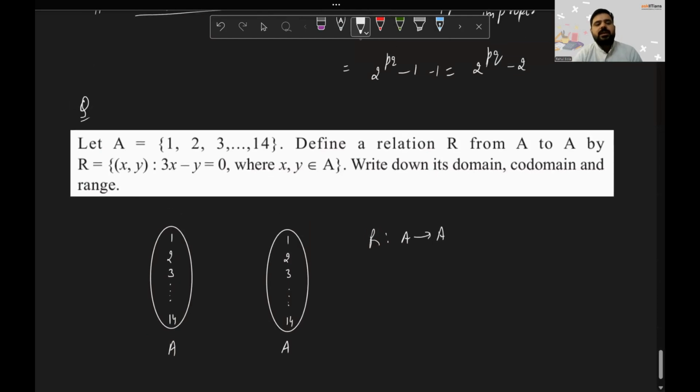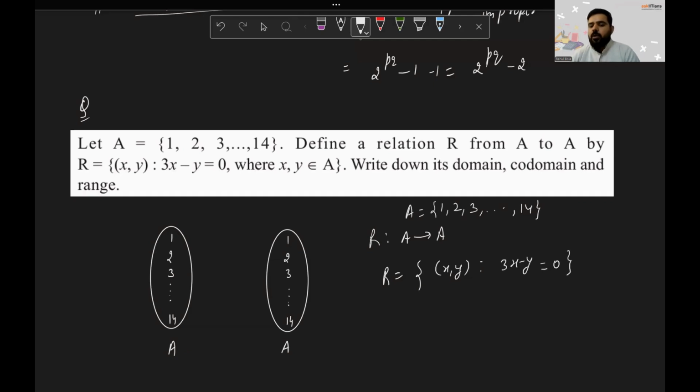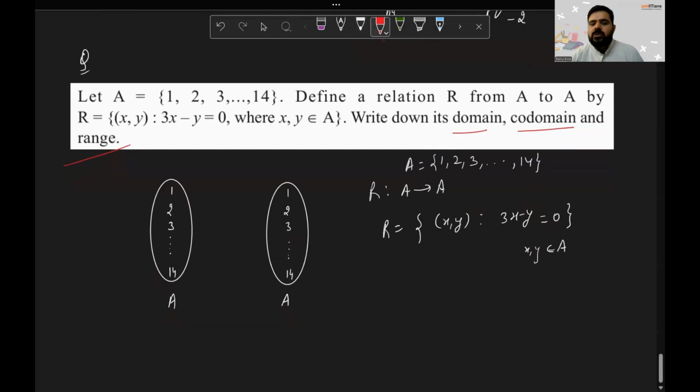Okay, now let's read the question once again. A is 1, 2, 3, 4 up to 14. This set A is 1, 2, 3, up to 14. We have natural numbers till 14. And the relation is given to us in such a way that relation R is a set of all those ordered pairs x comma y where 3x minus y is 0. And obviously your x and y are coming from set A. We are supposed to find its domain, its codomain, and its range also. Okay, so this rule will be helping us solve the question.